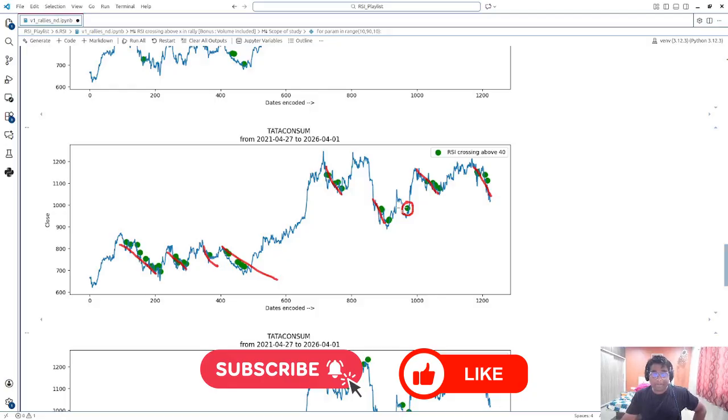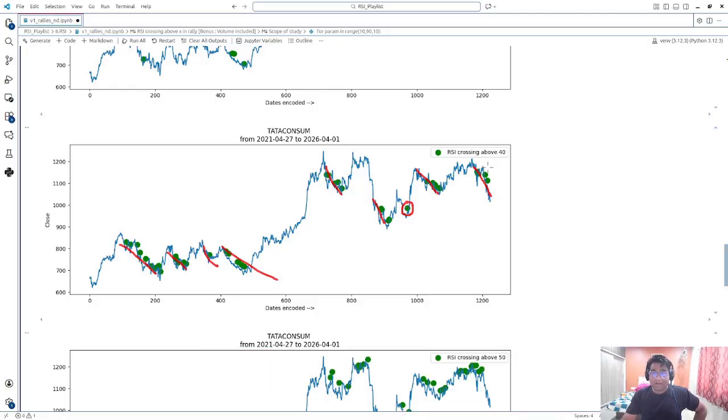So if RSI crosses above 40, you don't need to rush to make a decision to go bullish. You don't need to rush and change your view from bearish to bullish, because when the RSI crosses above 40, the market is almost all the time still in the correction phase, as you can see.